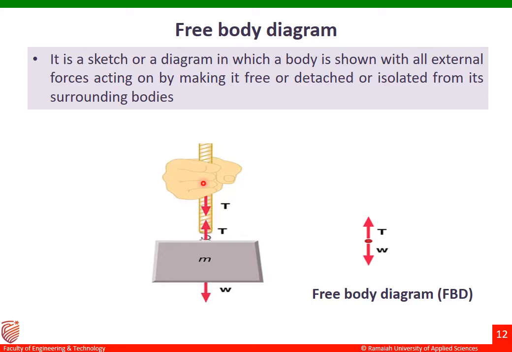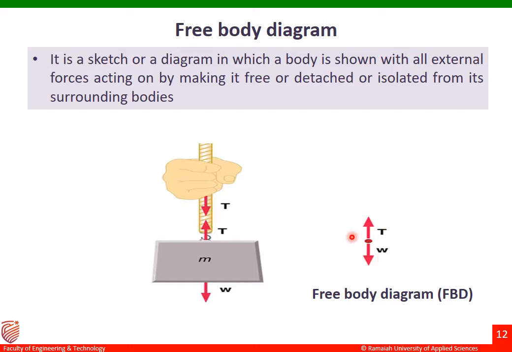This is the actual diagram here, and this is the free body diagram of the same actual diagram. In the actual diagram, you can see the person is holding a bar, and it is tied with a rope. This is the mass m, and the self weight of the mass is acting downward. Fine.